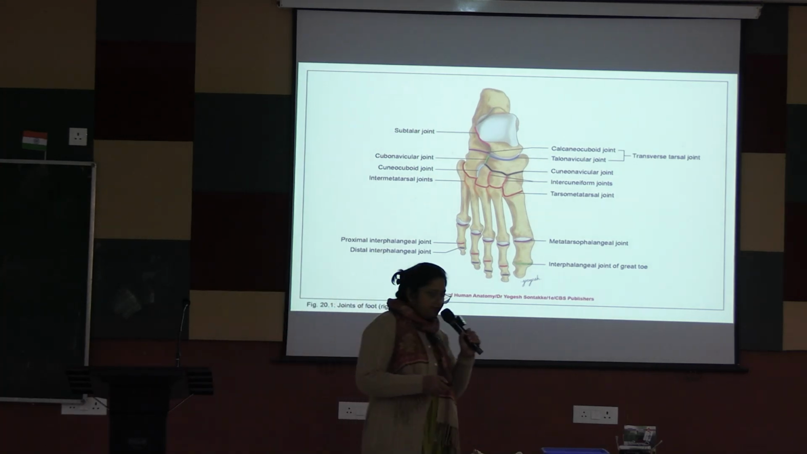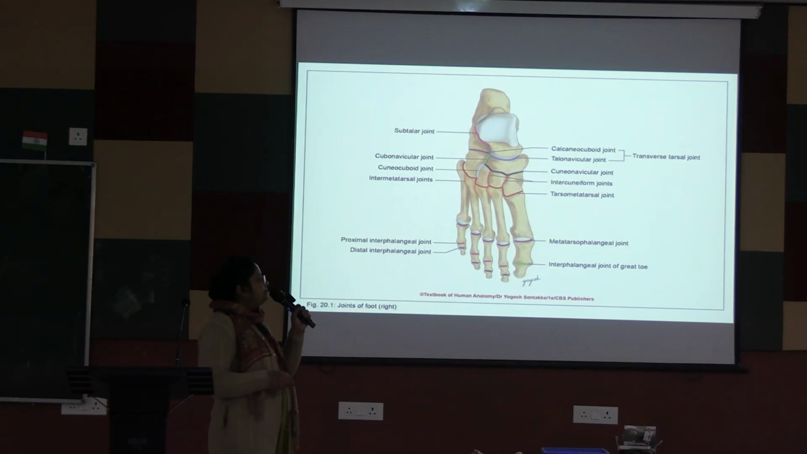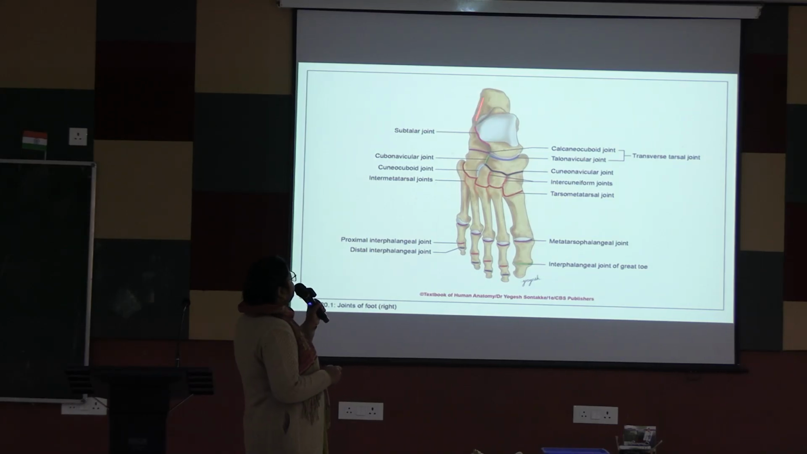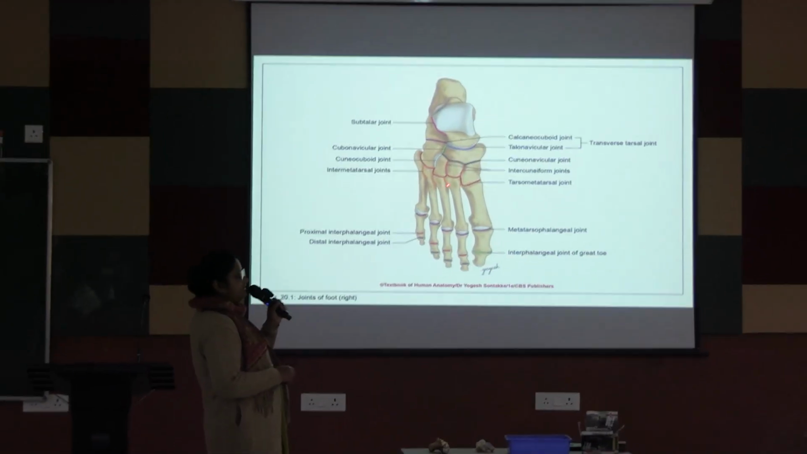See the skeleton of the foot. First, this bone lying above is the talus, and this articular surface takes part in the formation of the ankle joint. Beneath this talus, this bone is the calcaneum. In front of the calcaneum is the cuboid, and in front of the head of the talus is the navicular. In front of the navicular, there are three cuneiforms: medial, intermediate, and lateral cuneiforms.